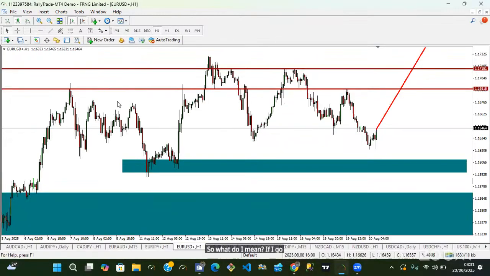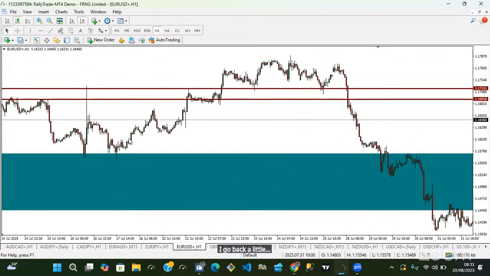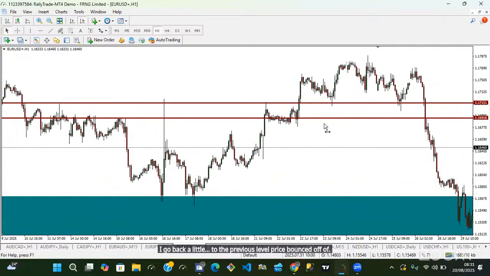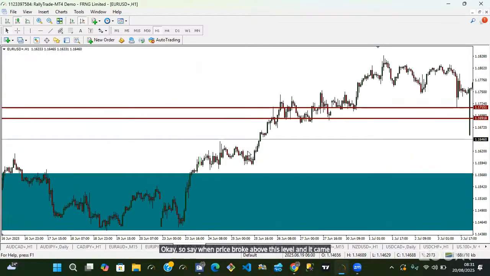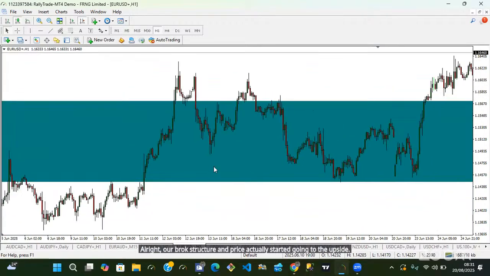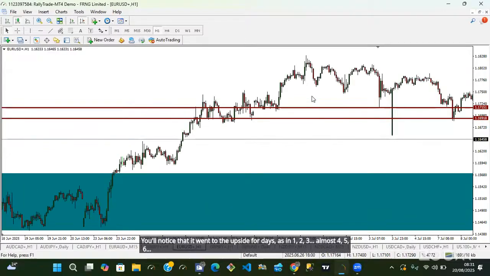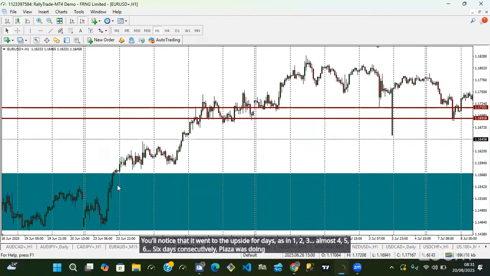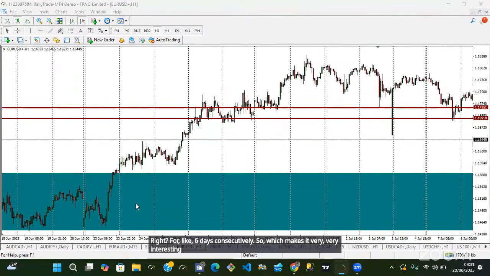So what do I mean? If I go to my 1 hour time frame now, and I go back a little to the previous level price bounced off of. So say when price broke above this level and it came, we tested, and we broke structure and price actually started going to the upside. You notice that it went to the upside for days, 1, 2, 3, almost 4, 5, 6 days consecutively, price was doing more bullish movements. Which makes it very, very interesting for us. Once you have that confirmation and you are buying, it's going to be good.